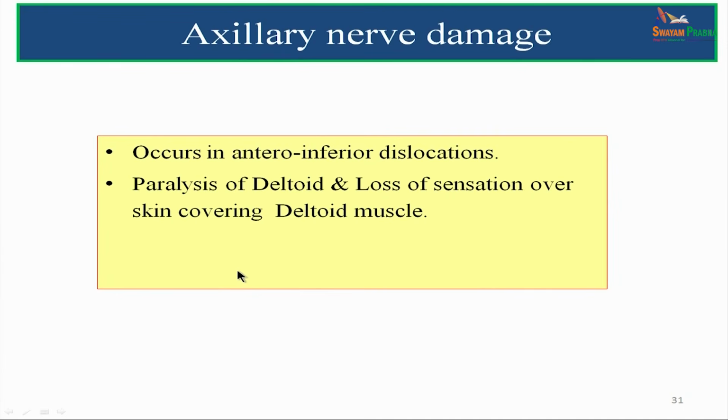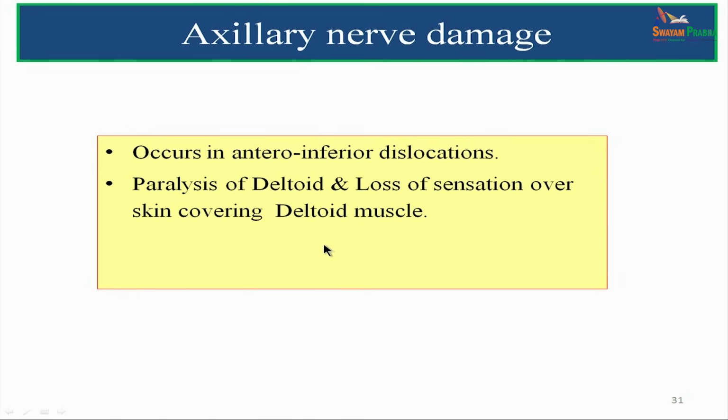Axillary nerve damage occurs in anteroinferior dislocations, as mentioned earlier. The slipped head from the glenoid cavity can compress the axillary nerve downwards, and it can result in injuries to the structures. Axillary nerve damage occurs in anteroinferior dislocations of the shoulder joint.